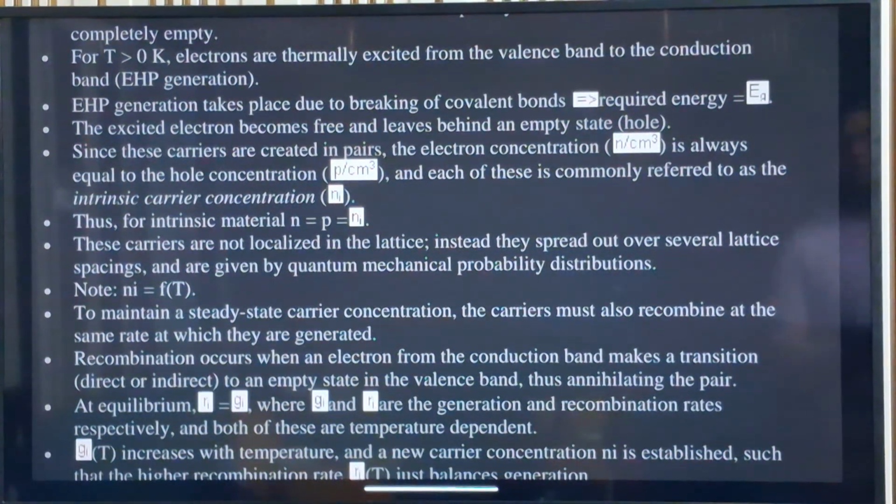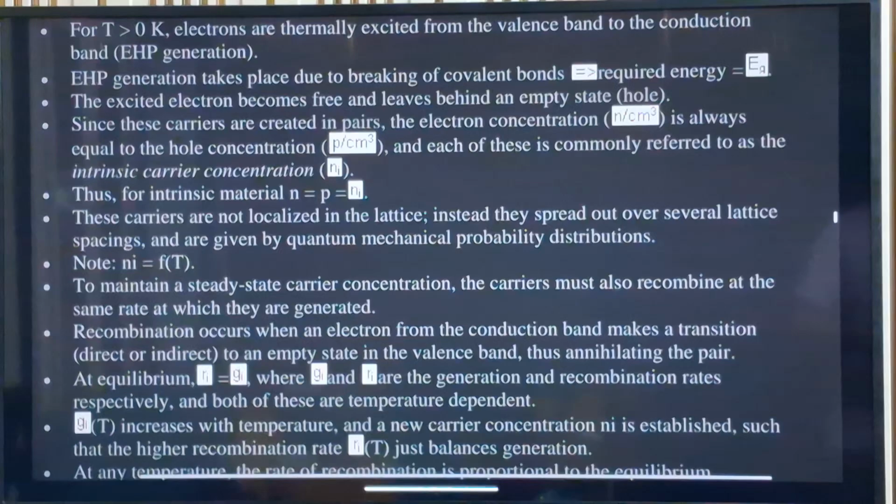Now, basically, what happens is that the covalent bonds in the lattice break after the required energy, which we had learned in the earlier lecture, that was the band gap energy, is provided to the lattice, right? These excited electrons now become free and leave behind the empty state in the valence band, which we learned was hole. We have also, if you remember, treated these holes as particles. Even though they are simply the absence of an electron, we had learned that we can treat this absence as a particle with a positive mass and positive charge as well.